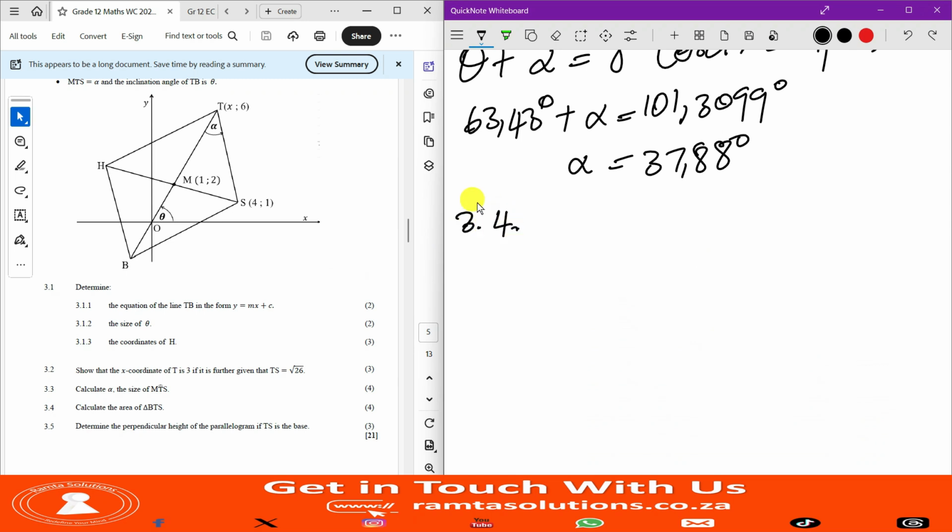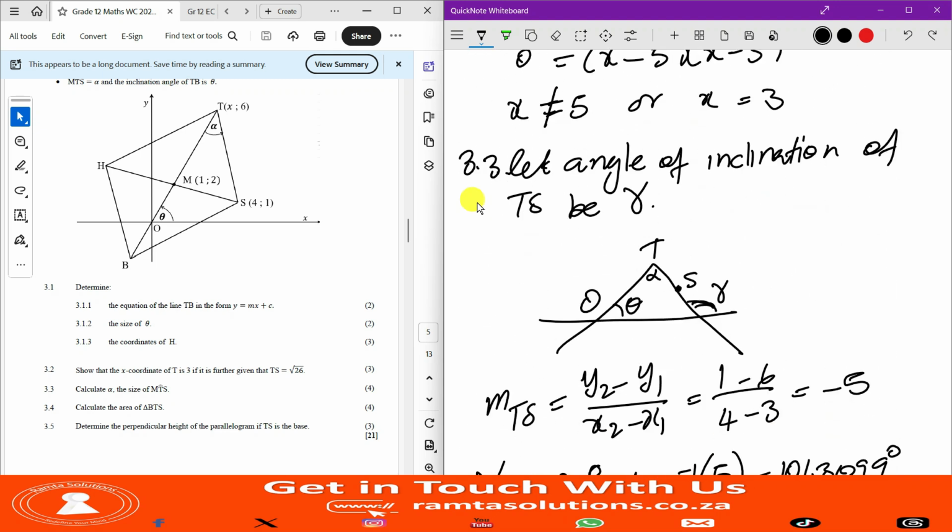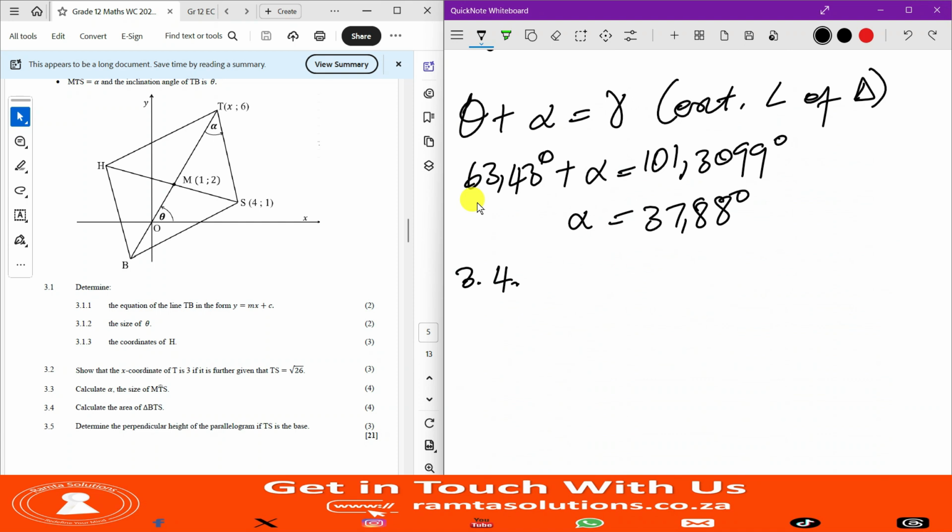Now, 3.4 says calculate the size of triangle BTS. Calculate the size of triangle BTS. Now that's very interesting. So what I'm going to do is this. Triangle BTS. I did find alpha. I may need to find TB, but there's nothing that I know about B. So let me just say one thing I know.